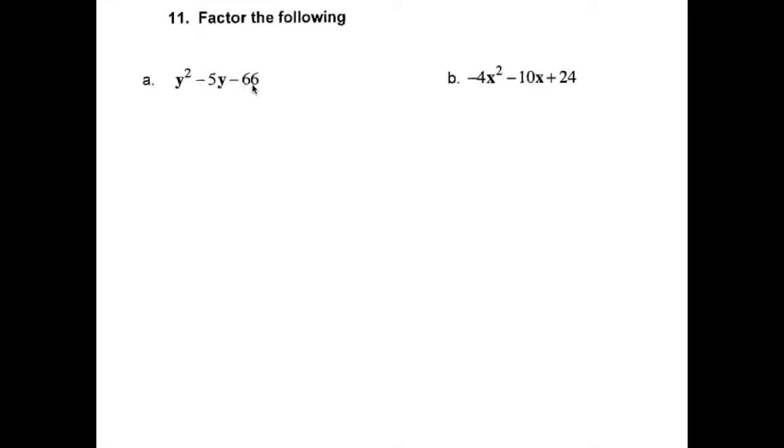Because this is negative, I know the two factors that multiply to give 66 are going to have different signs, and the largest is going to be negative. That's going to be 6 and negative 11. 6 minus 11 is negative 5, so it does work.